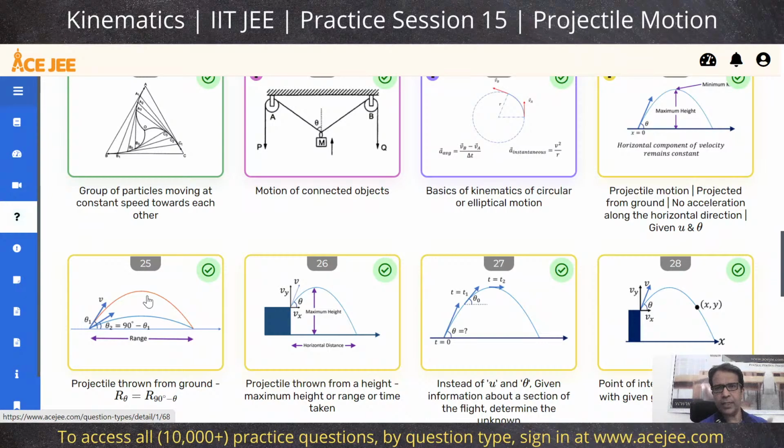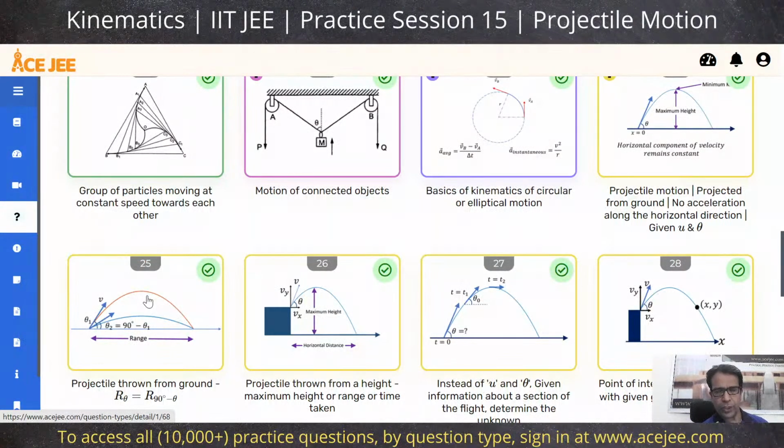And why do I say that? Because when you look at sine 2 theta, if instead of theta you put down 90 minus theta, you get sine of 180 minus 2 theta, which is again sine 2 theta. Then in number 26, the scenario is not very different, but now the projectile is not thrown from the ground, but rather from a height.